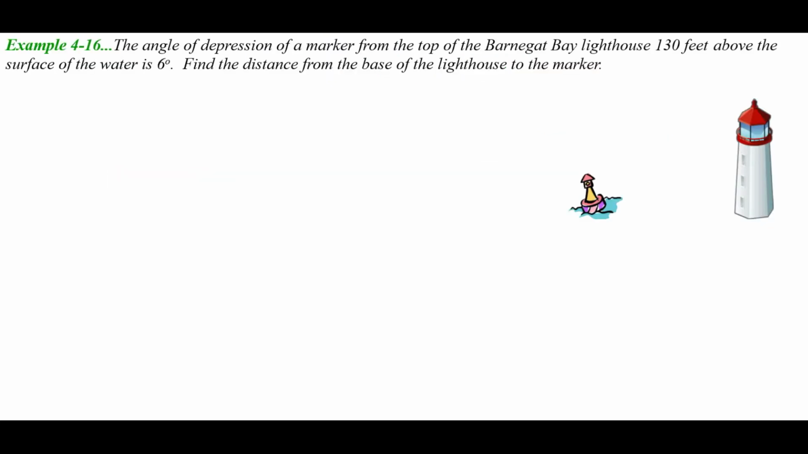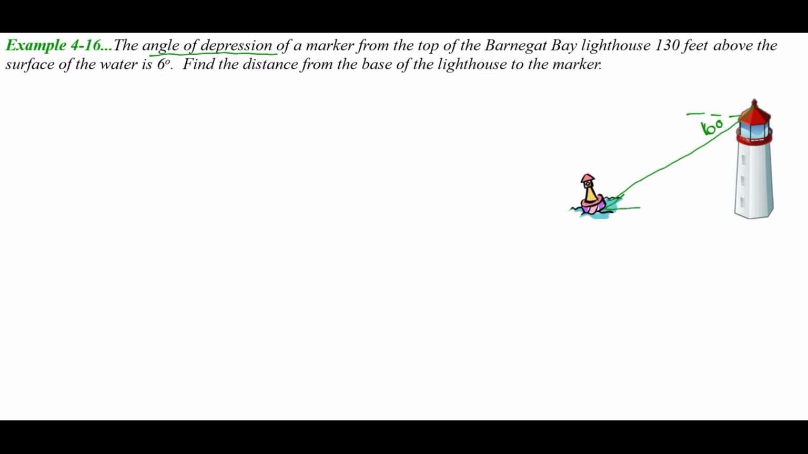All right, so here we have a word problem and it has angle of depression in it. So once we see angle of depression, we can think, I know I'm going to have a right angle here. So the angle of depression from the top of the lighthouse, which is 130 feet above the surface of the water, is 6 degrees. So technically, we're at the top of the lighthouse and we're looking down, and this would be my angle of depression, which is 6 degrees.